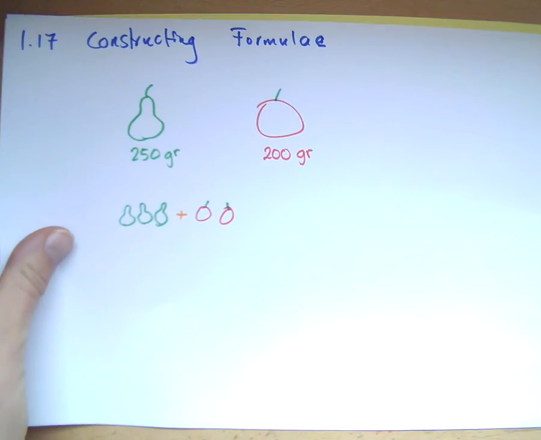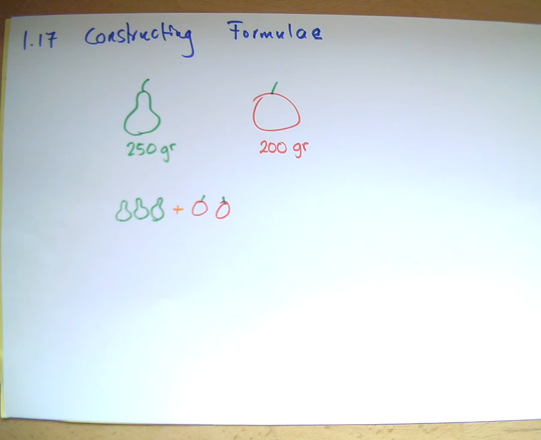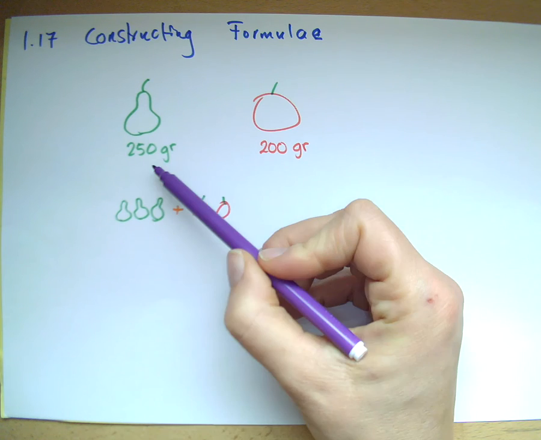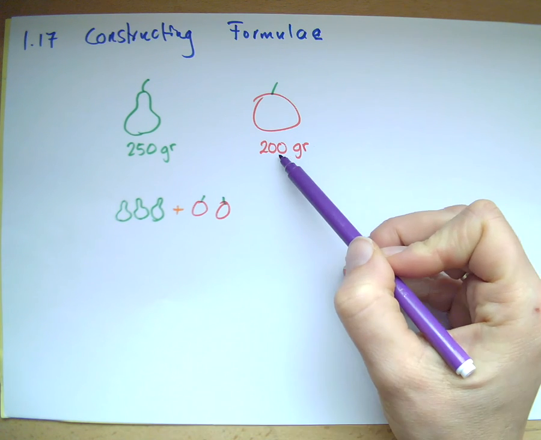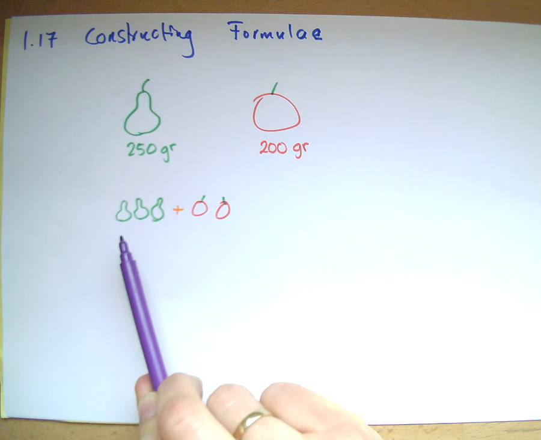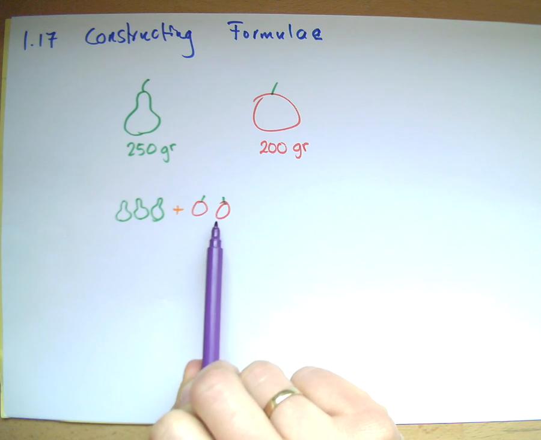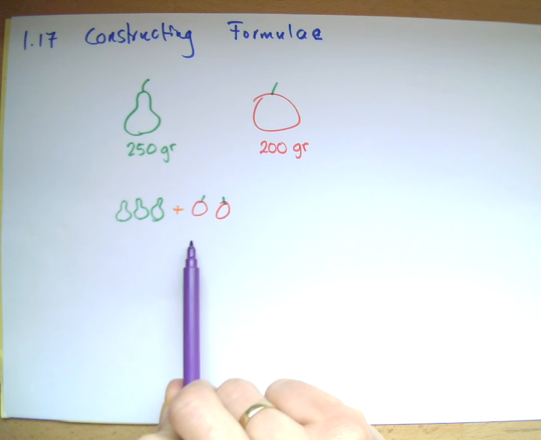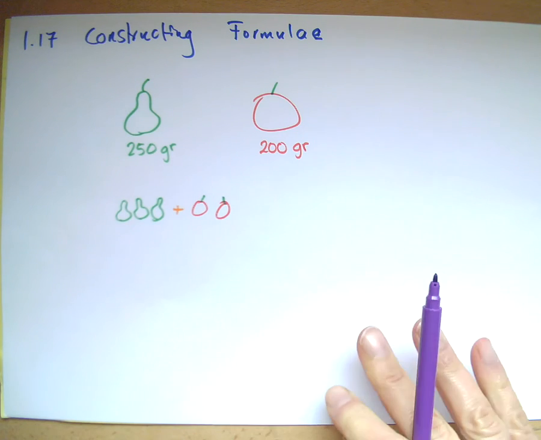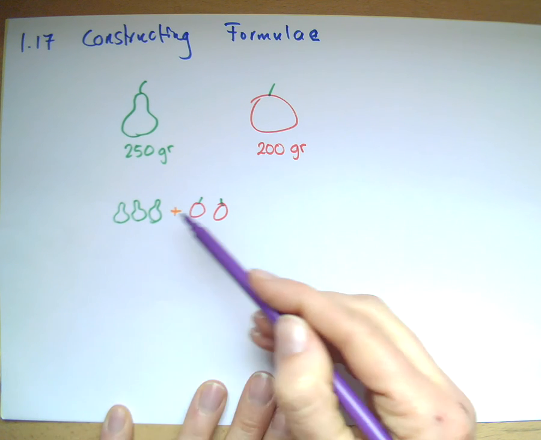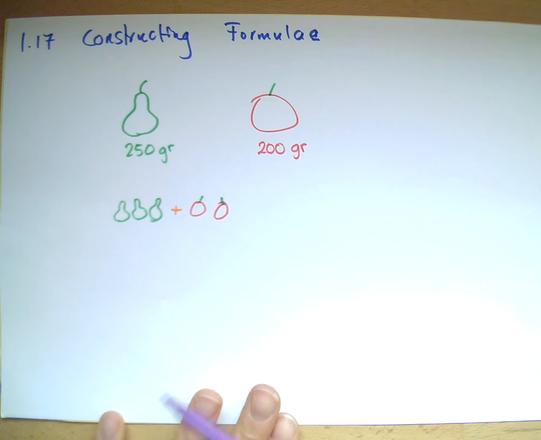Next section, constructing formula. Let's say a pear weighs 250 grams, an apple weighs 200 grams. We're buying 3 pears and 2 apples. How much is that going to weigh? Construct a formula that'll give you the answer. The question is, how much does this weigh? 3 pears and 2 apples.